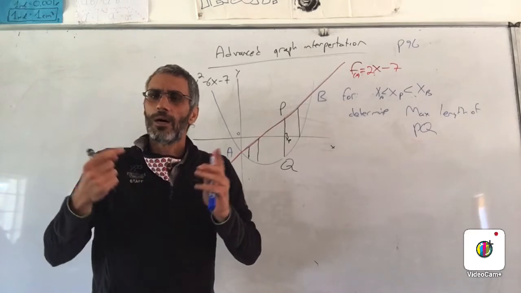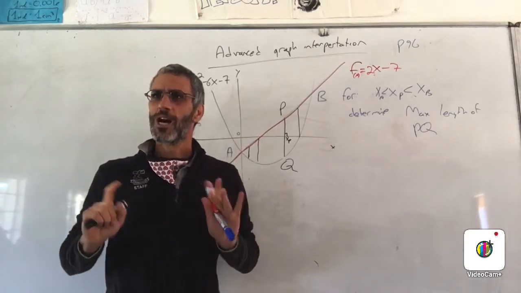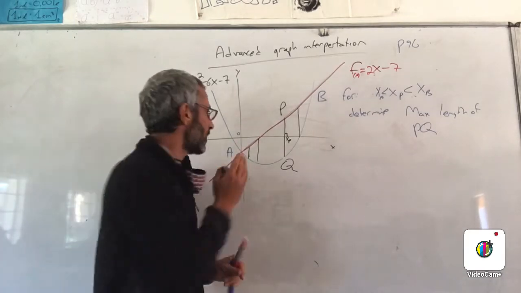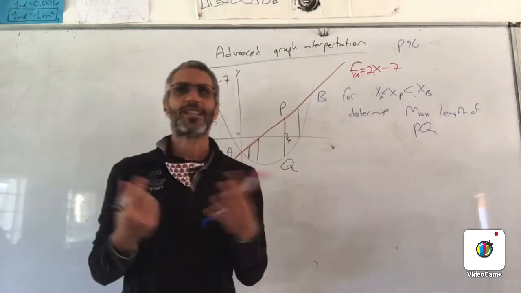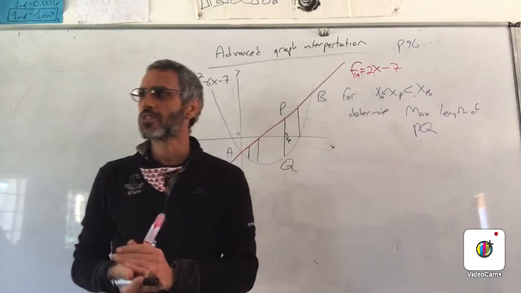Now, how do I not do it? I do not just take my ruler and try to find, oh, I can move it a little bit to here, and use the ruler. No, that's not how we do it. We have to use some proper maths.